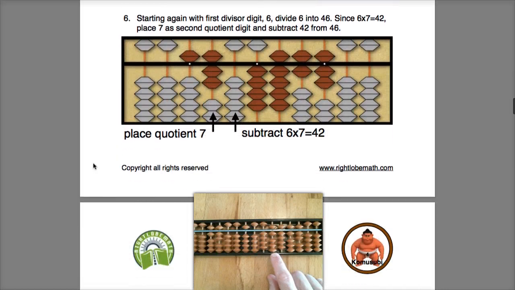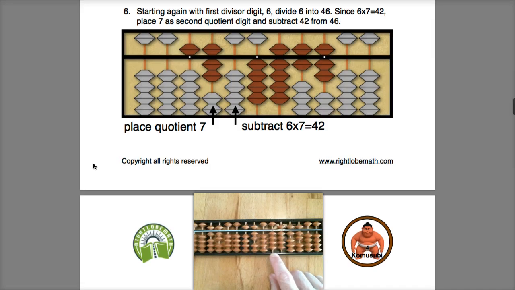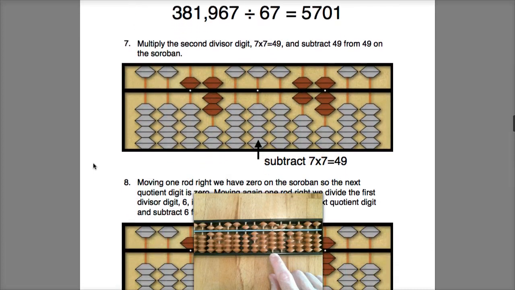So there we have our first quotient digit. Now we're going to start with our first divisor digit, 6 again, and take 6 into 46. 6 times 7 is 42, so we'll put 7 as our second quotient digit and subtract 42. That looks pretty good so far. Then we multiply the second divisor digit, 7 times 7. 7 times 7 is 49, and I can subtract the 49 directly from the 49 on the Soroban.